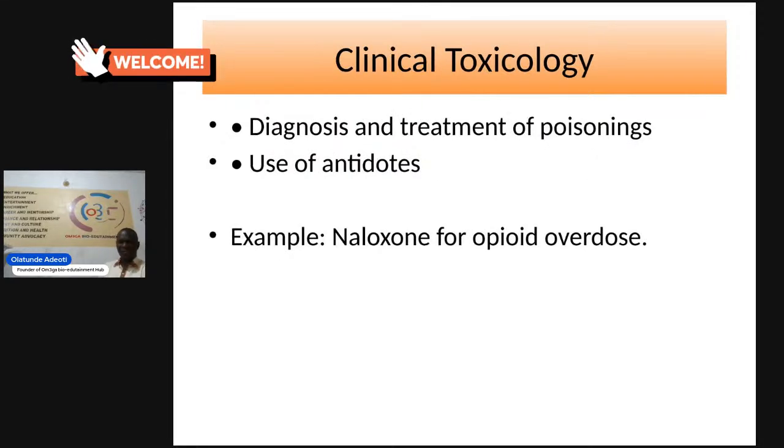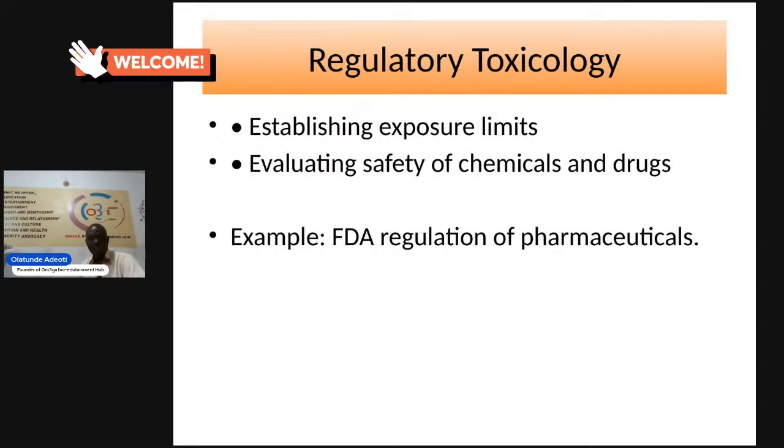Then clinical toxicology, that is diagnosis and treatment of poison, and the use of antidotes. If somebody accidentally swallows a poison, when you take them to the hospital, they will just give you an antidote, and that is clinical. So regulatory toxicology, establishing exposure limits, that is what are the tolerable limits of every poison or every substance, every chemical or every pesticide. All these will have their own tolerable effect. Evaluating safety of chemicals and drugs.